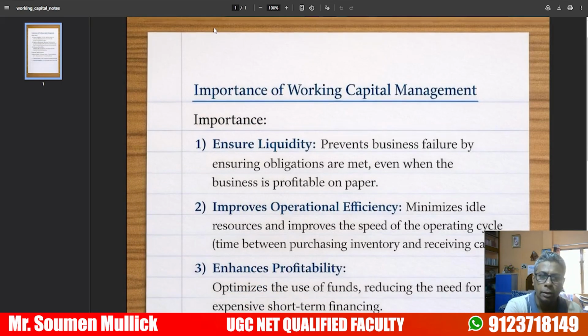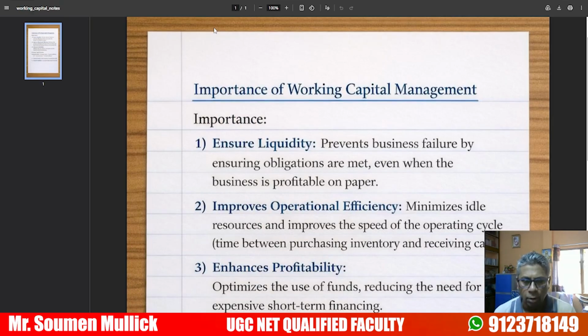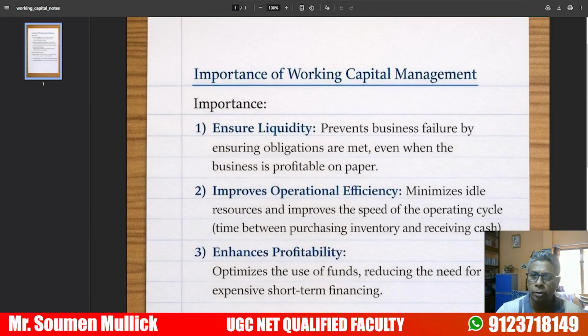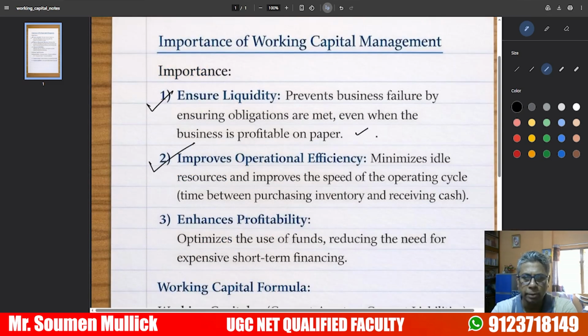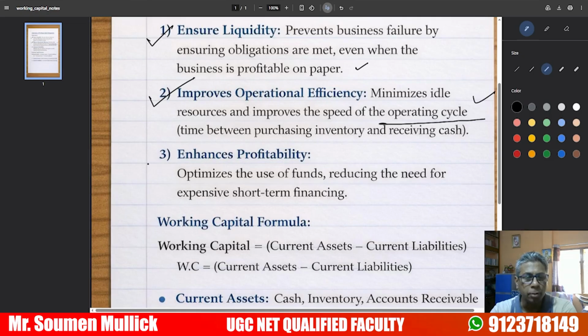Next important area, the importance of working capital management. Why is working capital important? Ensure liquidity. It prevents business failure by ensuring obligations are met, even when the business is profitable on paper. Improve operational efficiency, minimize idle resources, improve the speed of the operating cycle. Enhance the profitability: optimum use of funds and reducing the need for expensive short-term financing.